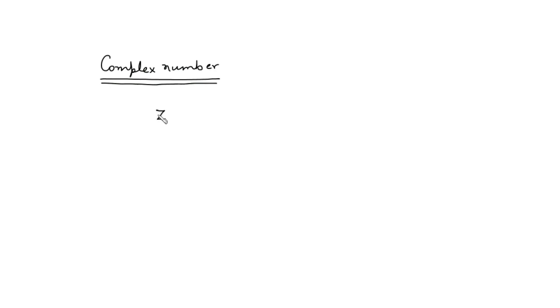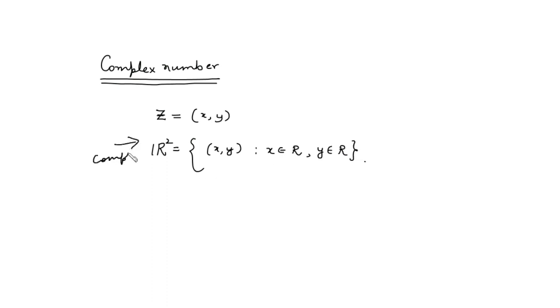Generally a complex number is denoted by Z. It is an ordered pair of two real numbers, x and y, both of which are real numbers. So basically the complex number system is defined like this: an ordered pair where x is a real number and y is a real number. So this is the complex number system.